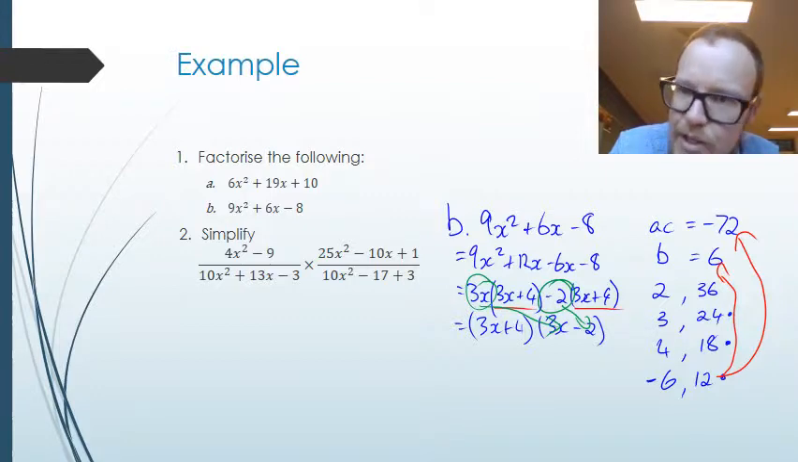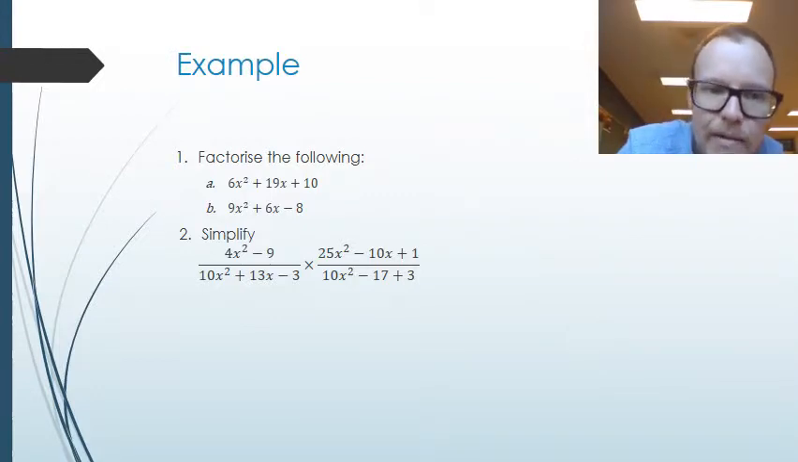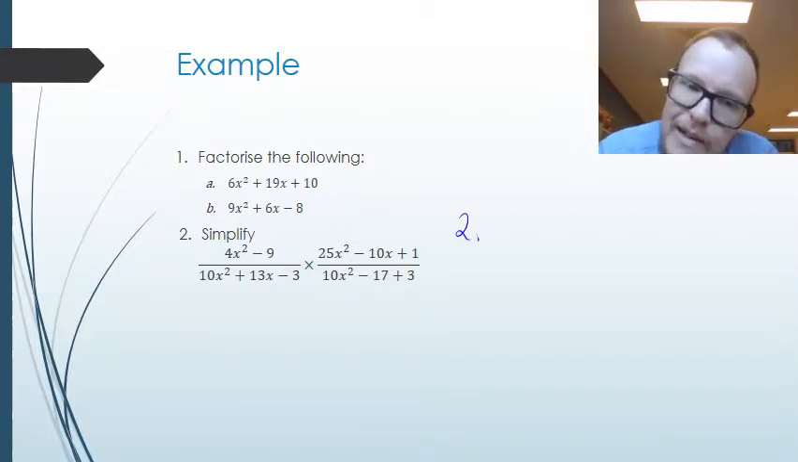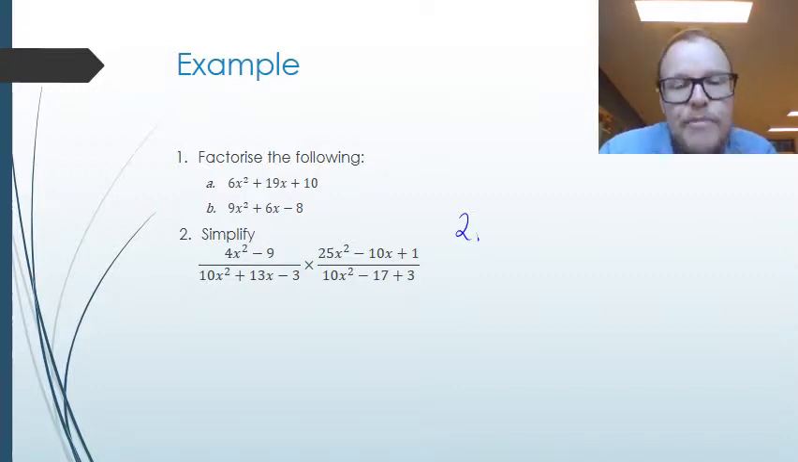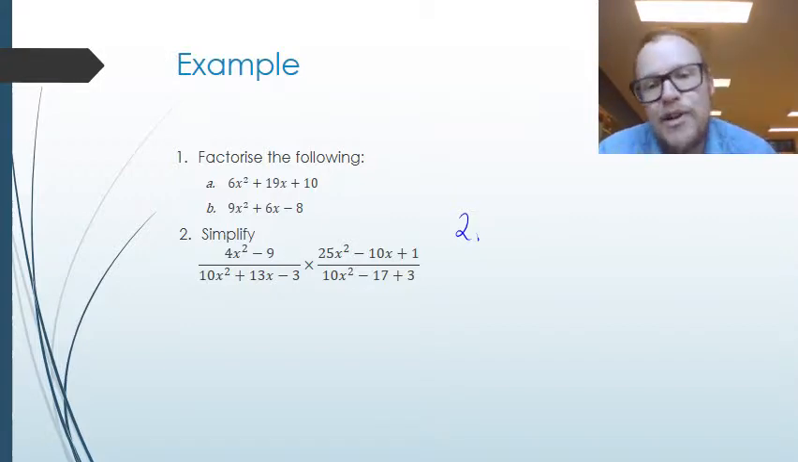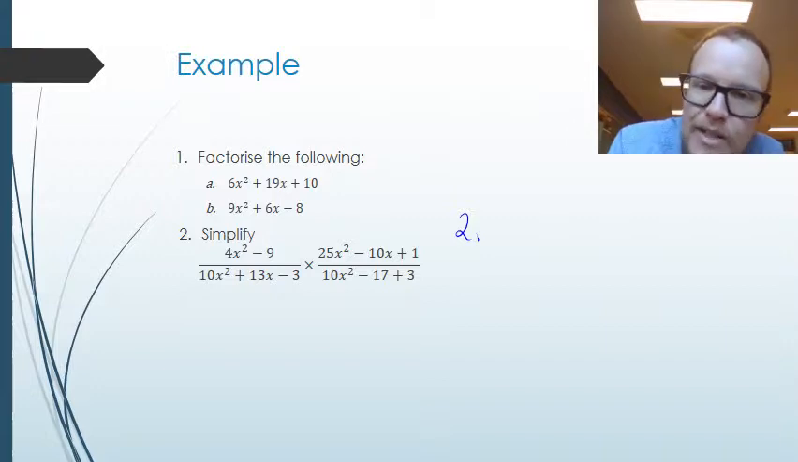Now, this next one is going to be a little bit laborious. So we're asked to, for question 2, simplify this whole expression. Now, we need to do it step by step. We need to factorize everything down as much as possible and then see what is going to cancel. So I recommend doing each one step by step.